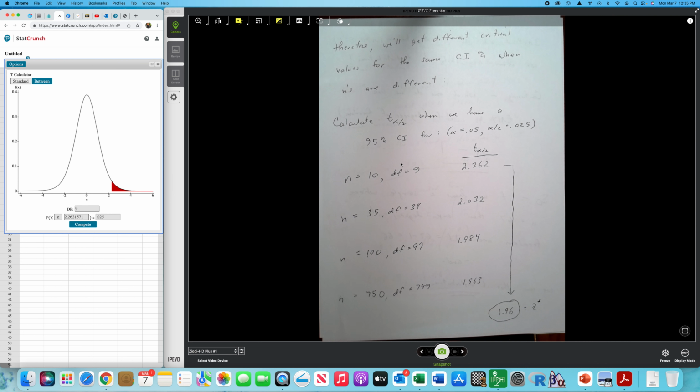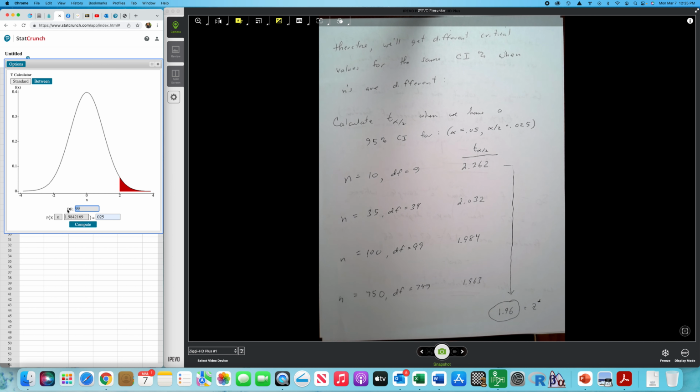Notice 2.262, out to 3 digits. Degrees of freedom 34, 0.025. Oh, there it is. Greater than, our t critical is 2.032. Degrees of freedom 99, 0.025. Our t critical is 1.984.